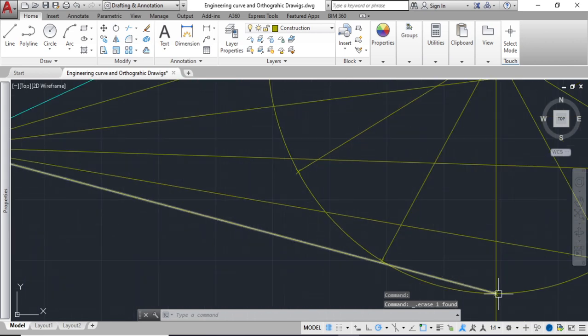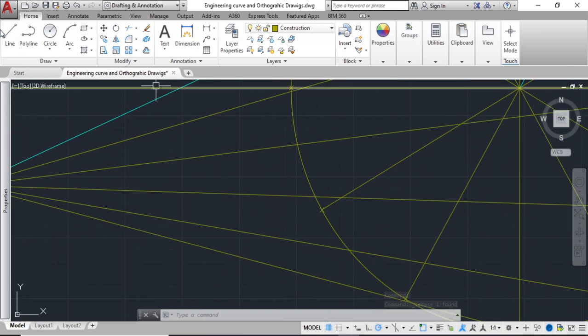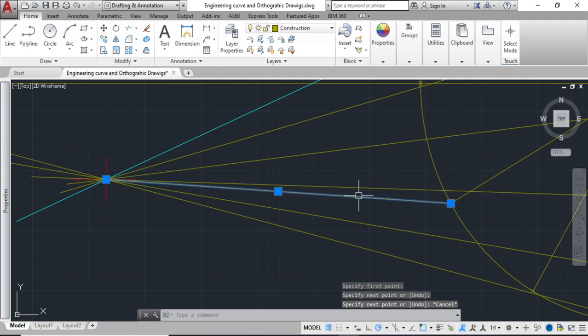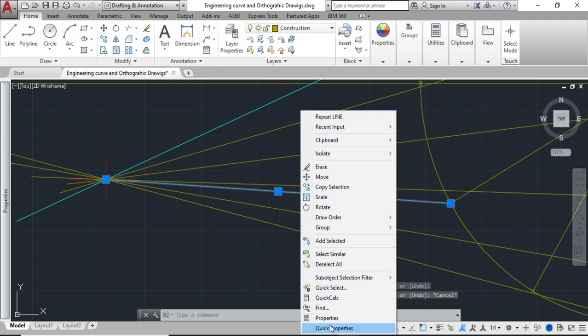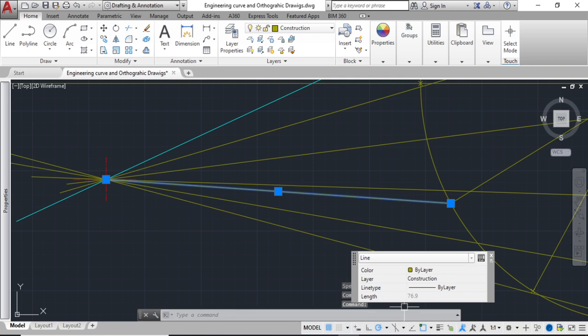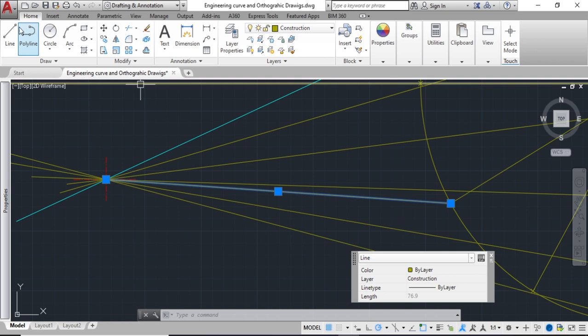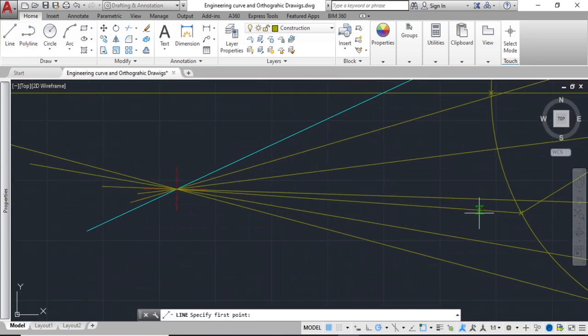So I'm gonna do the 5, leave 4 out and the 3 and see if I can get somewhere. So from 3 to the center line and then extend 3 by just these quick properties 76.9. 180 minus 76.9 equals 103.1. So extend 3 by 103.1.